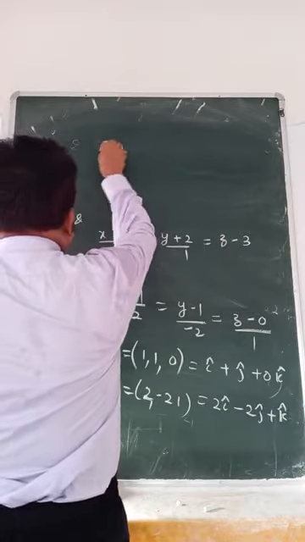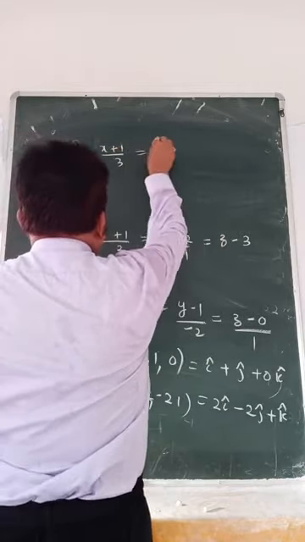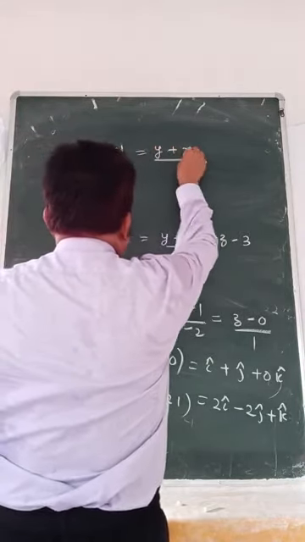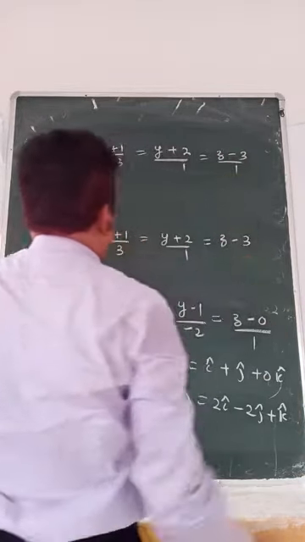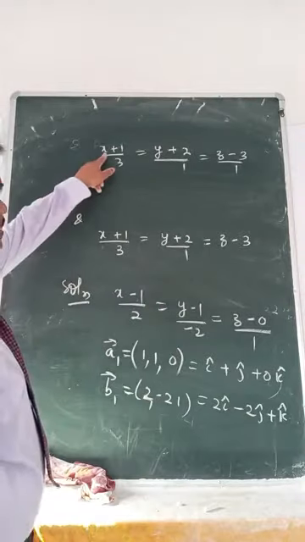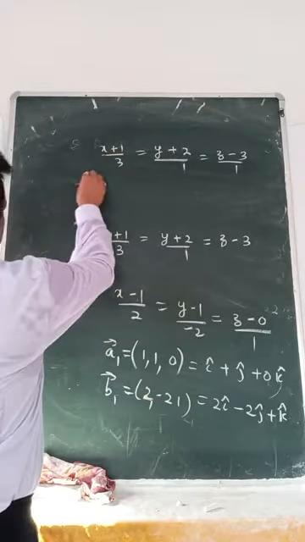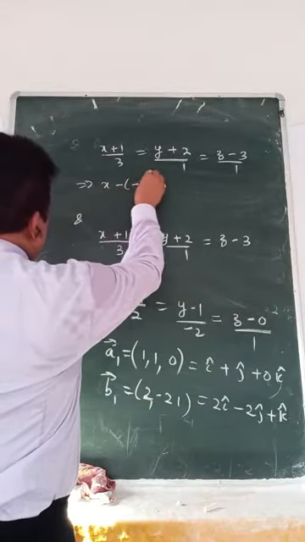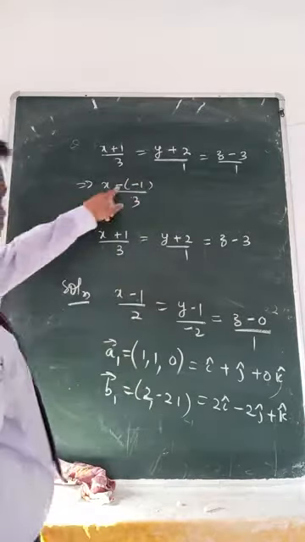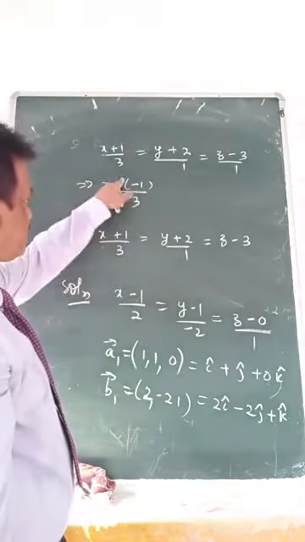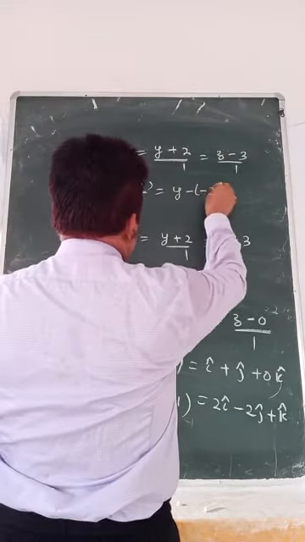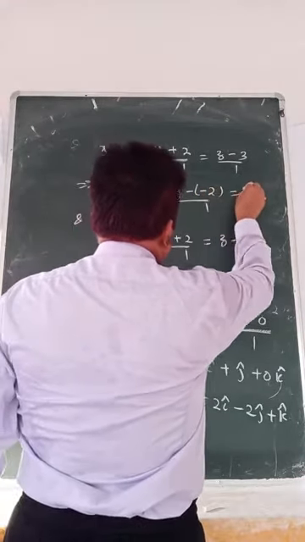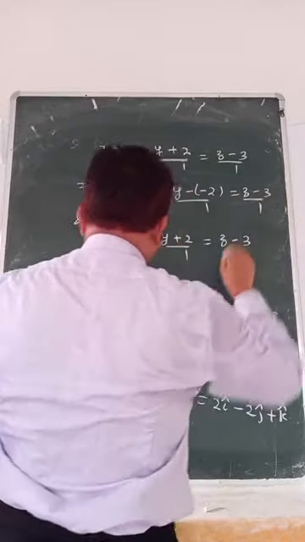(x+1)/3 = (y+2)/1 = z-3. This is not in standard form. It is (x-(-1))/3, because the standard form uses minus. So this is (y-(-2))/1 = (z-3)/1.